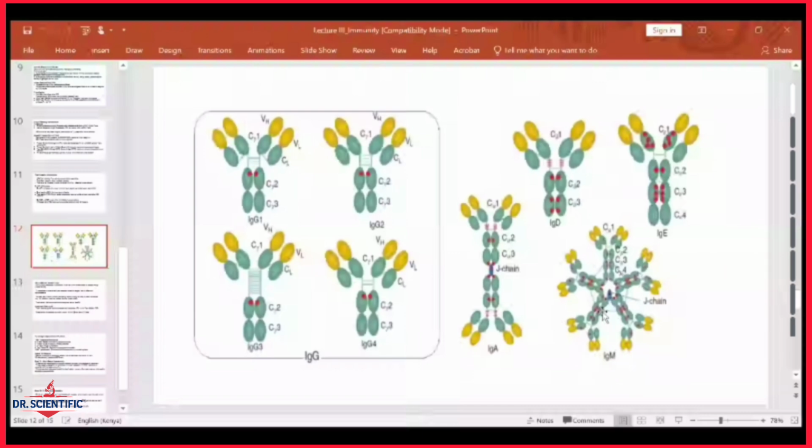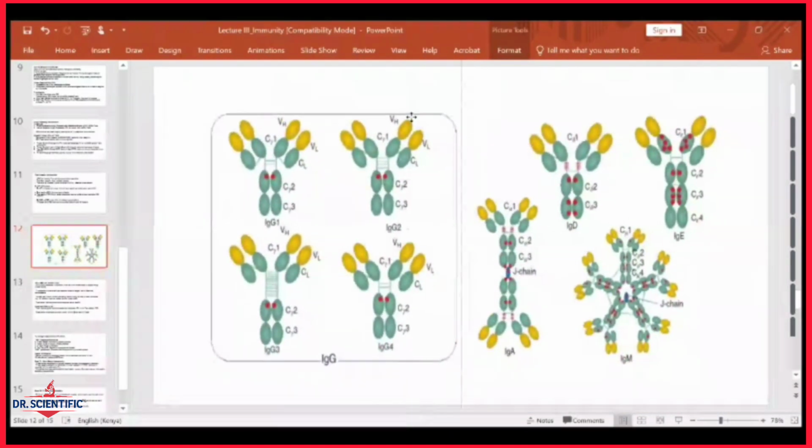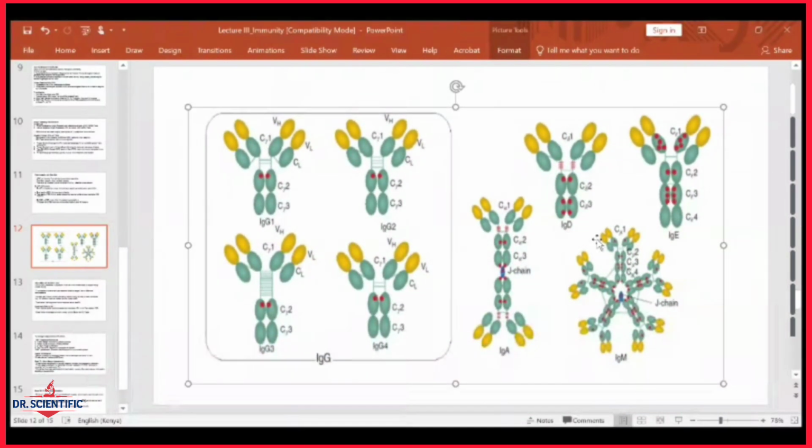As you see, these are 5 units of the antibody joined together by the J chain. They are 5, so this is a pentameric unit. One of these is what we are referring to as a monomeric IgM, and it's found on the surface of the cells.